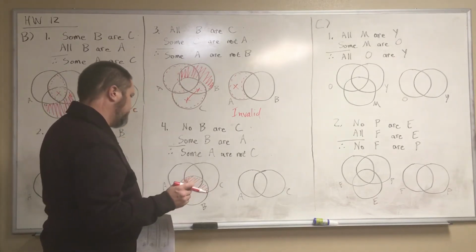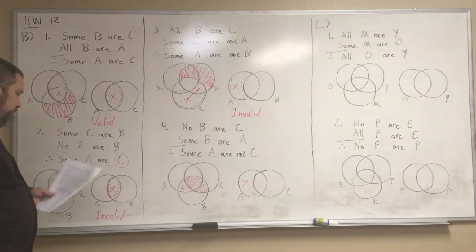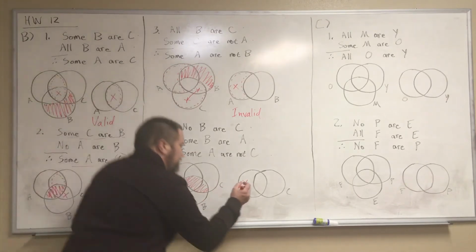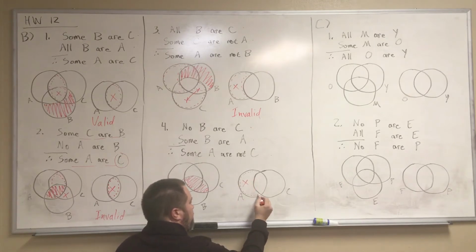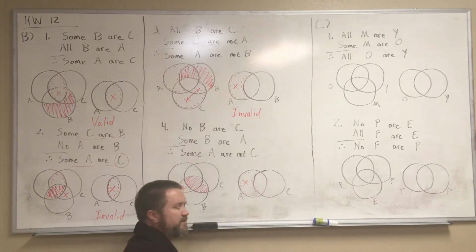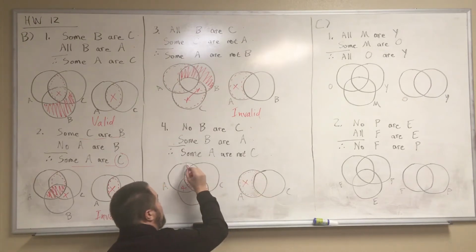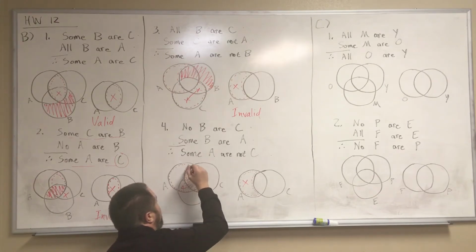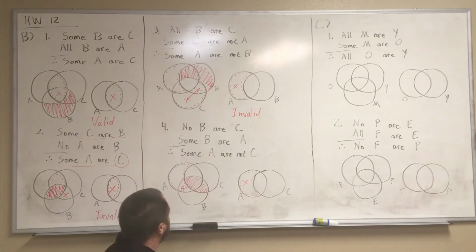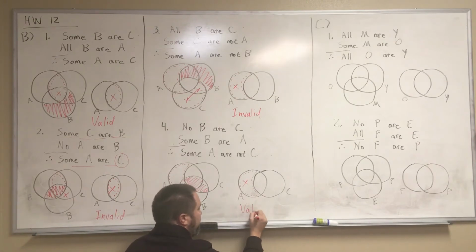And then some A are not C. And so this one, again, all the information that the conclusion is giving us is that there's an X somewhere in that crescent moon shape over there. And we do have an X down here. Again, it doesn't matter if it's over here or down here, as long as it's in that crescent moon, it is valid.